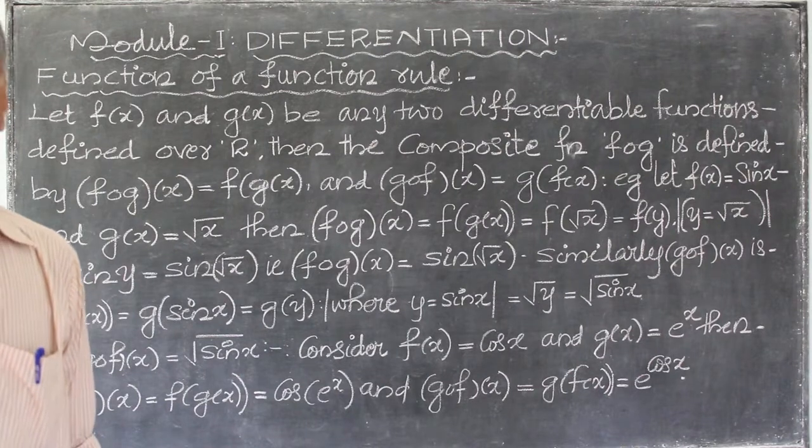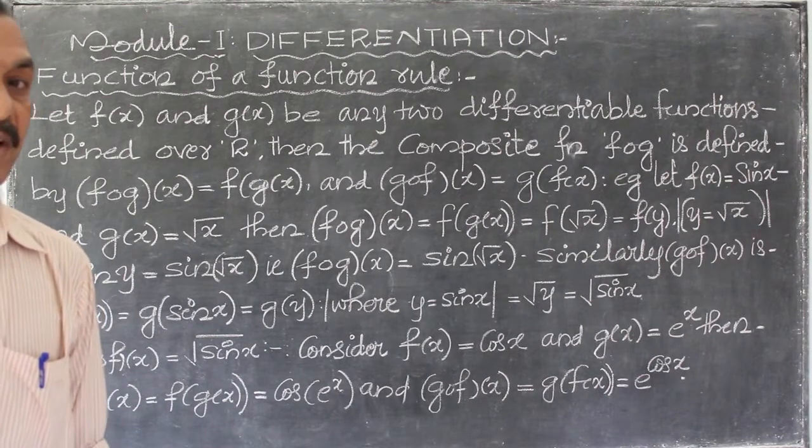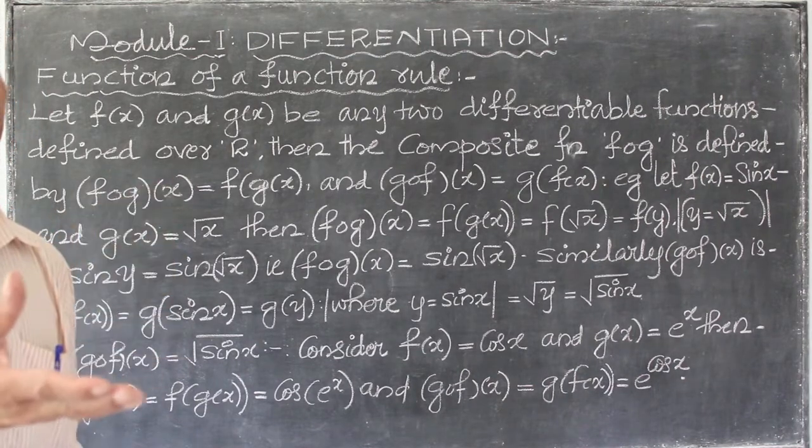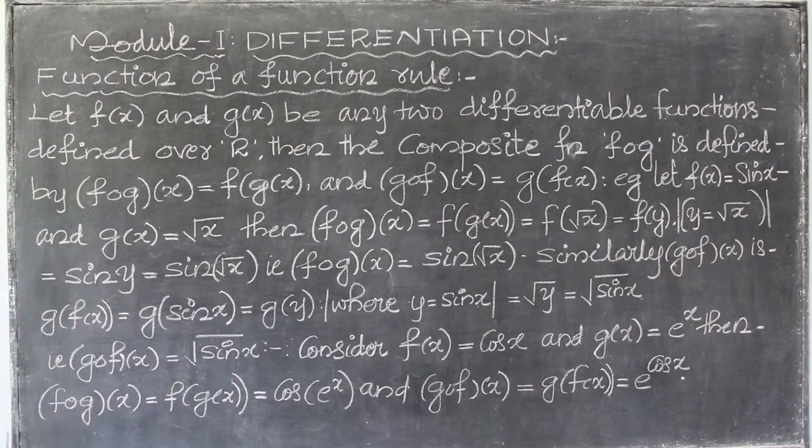That means the input x is given to the function g, then we get g of x. That g of x is given to f, and we get f of g of x. This is function of a function, or composite of functions, composition of two functions.